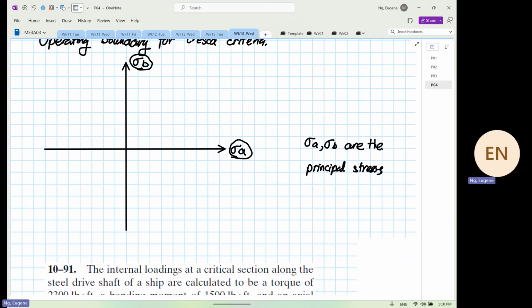Then from here, I'm going to put down the yield stress. So this is our yield stress. Over here is our minus yield stress. And the yield stress is acquired from what? Experiment. Anything that is yield is acquired from experiment. So from here, we are going to sketch a box or a boundary.